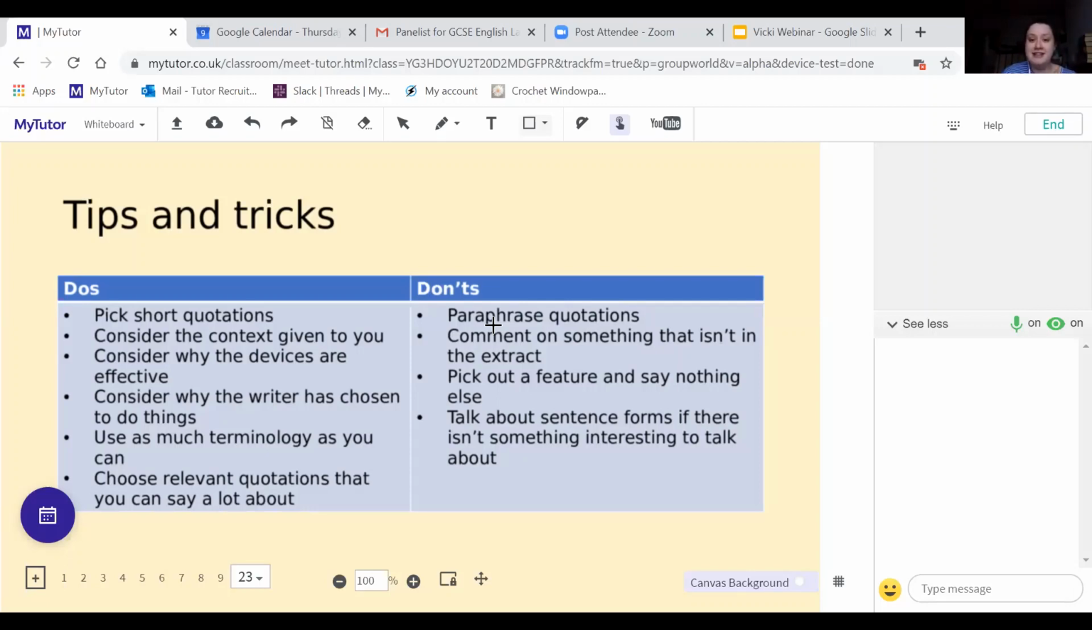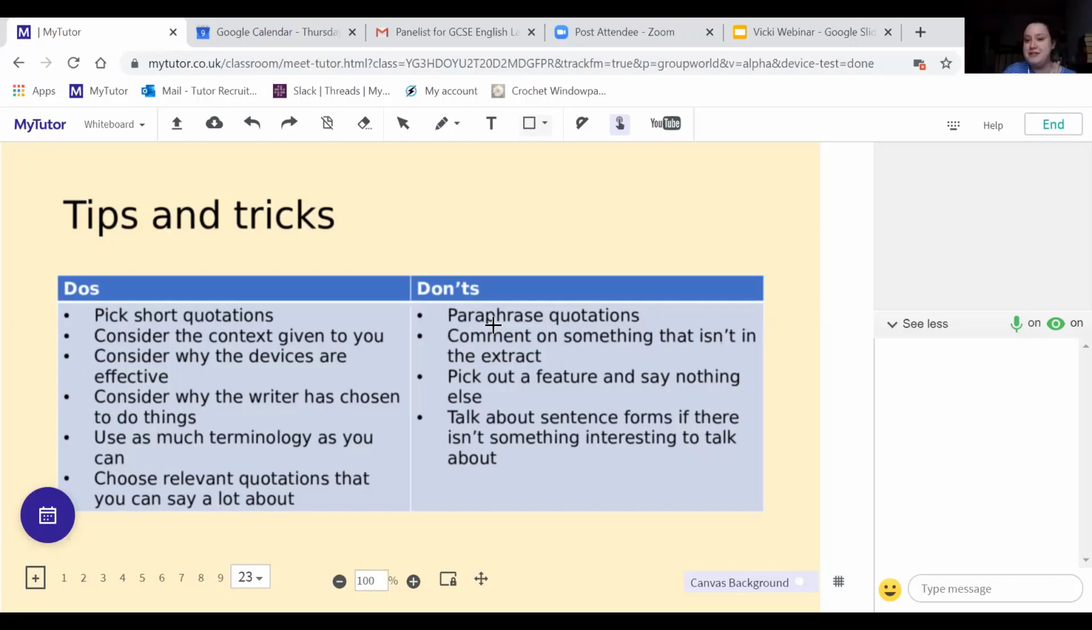Comment on something that isn't in the extract. So as I said, make sure that if you are going to look at your insert rather than what is on your answer paper in front of you, that you are looking at that piece of text that you have been given, that extract from that text, and that only. If you write anything outside of it, even if you do it well, you can't be credited for it.